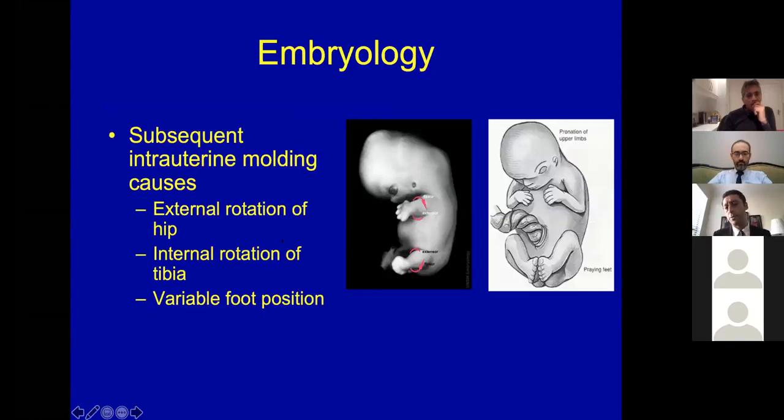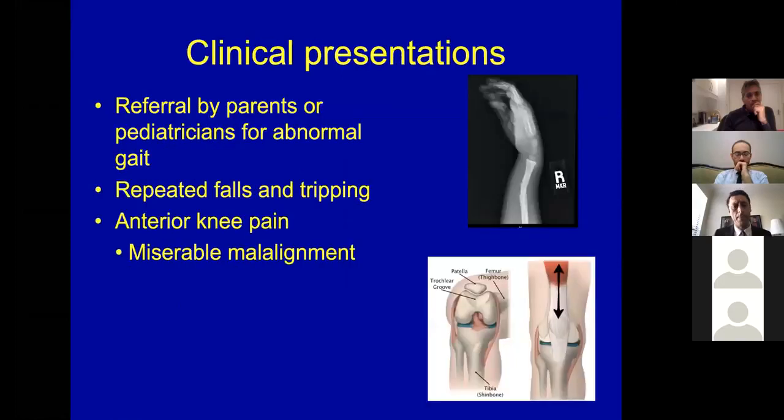This is one of the contributing factors why kids are born with rotational deformities, either of the tibia or the femur or both. Subsequent intrauterine molding causes external rotation of the hip, internal rotation of the tibia, and variable foot positions with metatarsus adductus, club feet, or other packaging deformities in children.